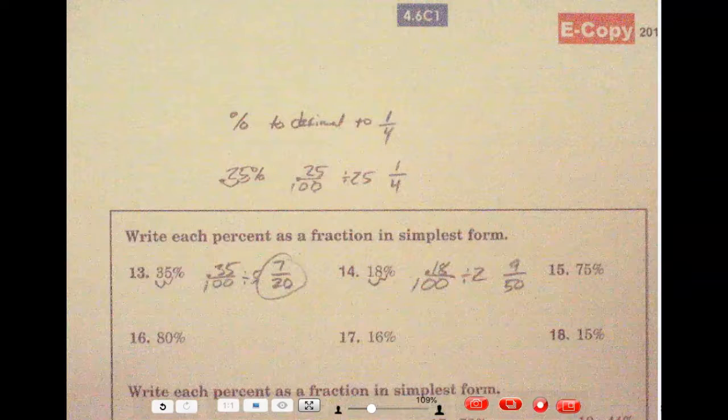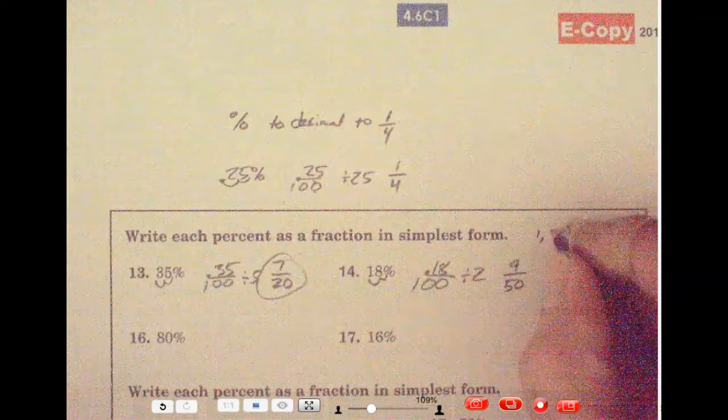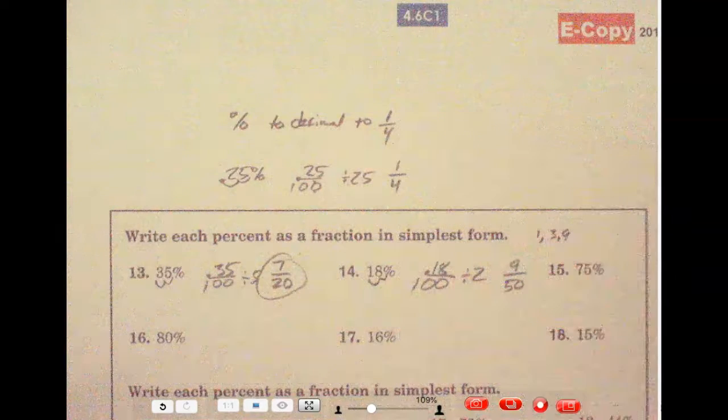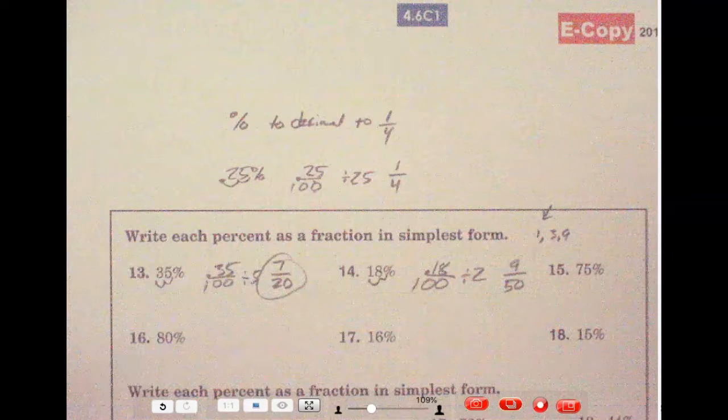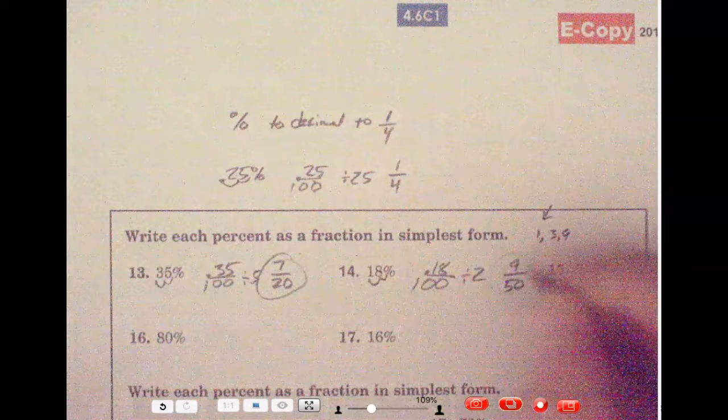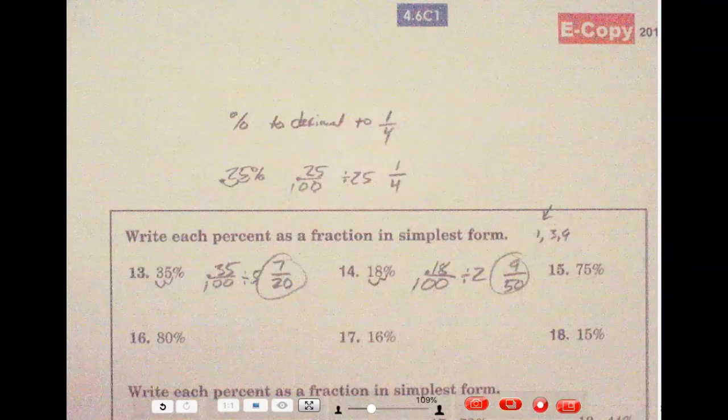Well, let's think about 50 and 9. The factors for 9 are 1, 3, and 9. None of the factors other than 1 go into 50. So this is in simplest form right here. All right, I'll let you do the other 4.